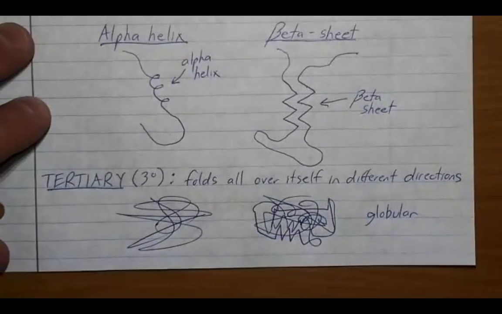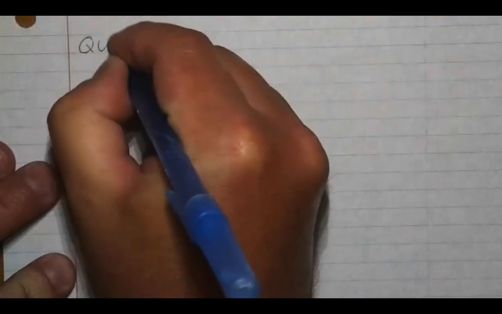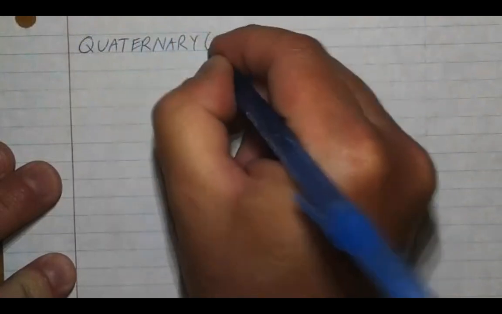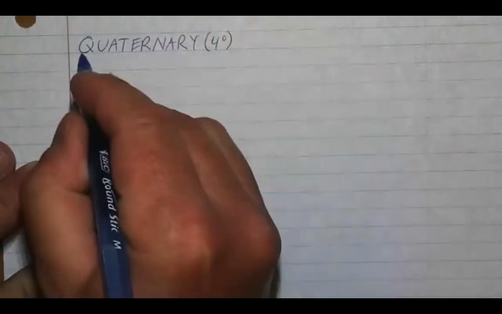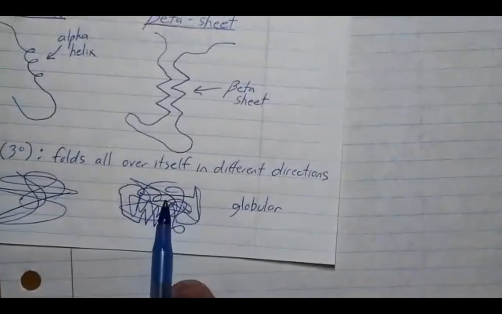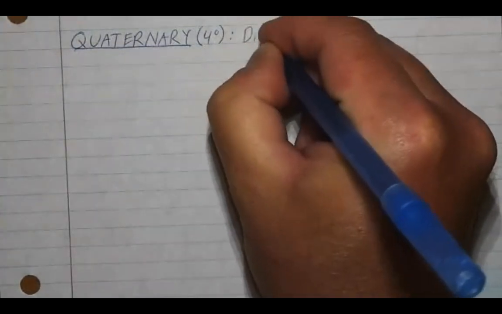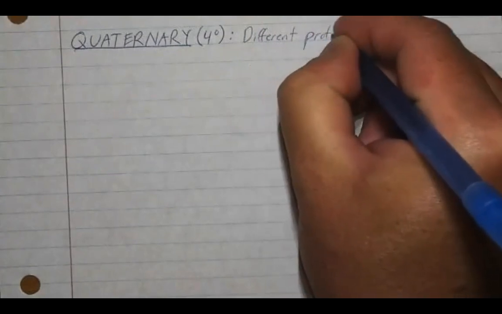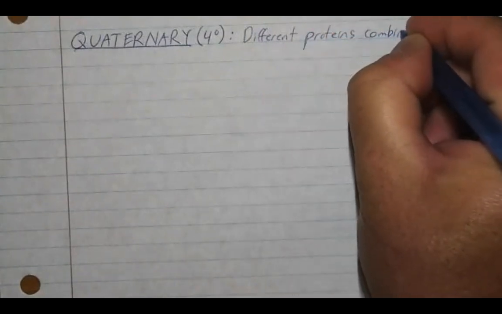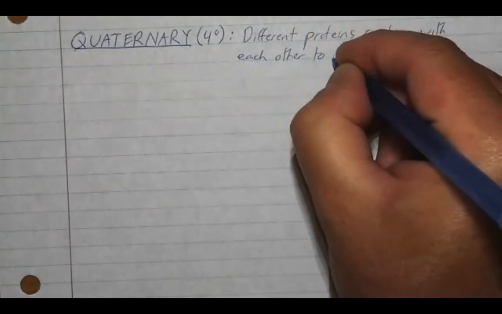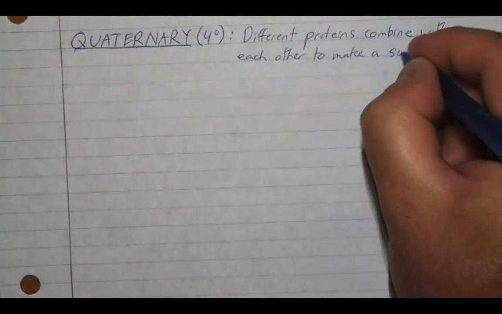Okay? And there is one final step, which is called quaternary. Oh, that's a fun word to say, quaternary. It's another one of those words to screw around with your parents. Quaternary. Like quarter, quarters, 4 quarters. Fourth step. And so this is a finished protein. This is a protein right here. It's done. So you're like, well, but there's one more step. This is where different proteins combine with each other to make a super protein.